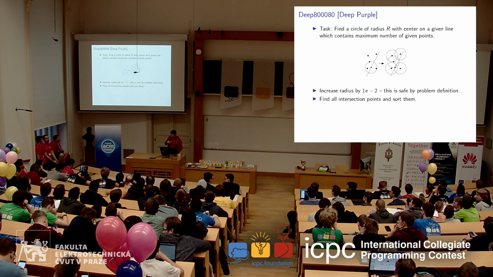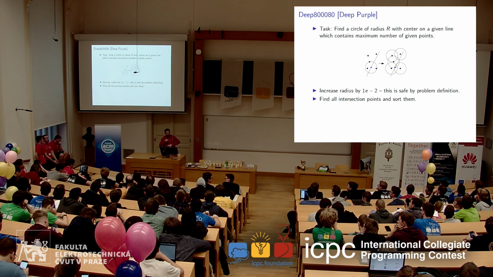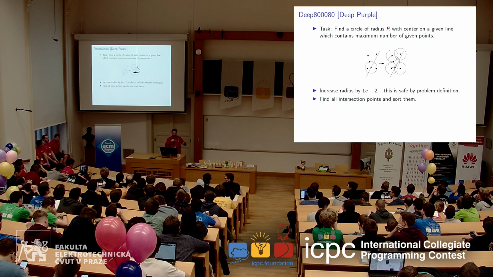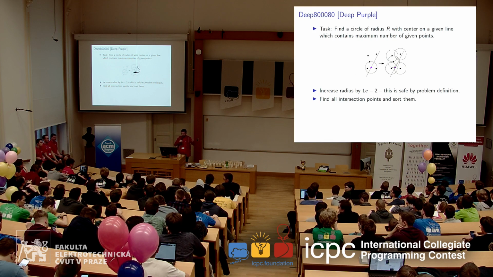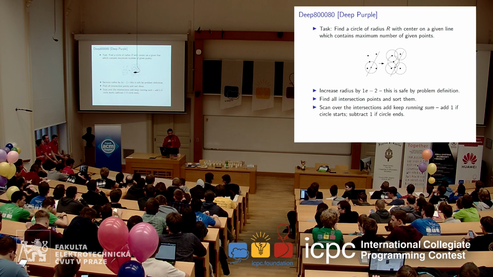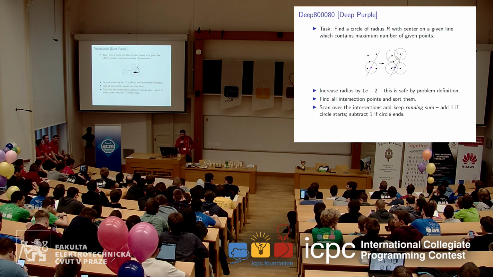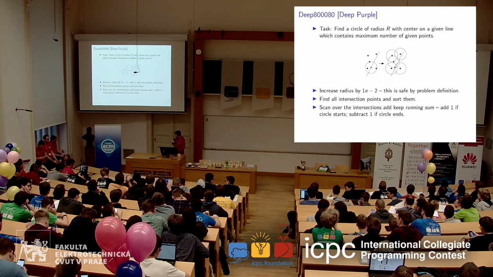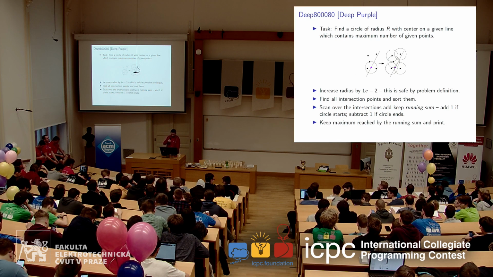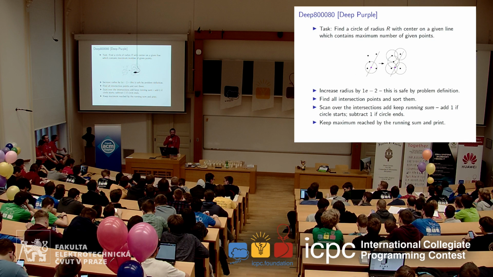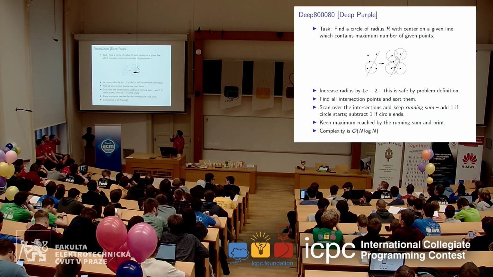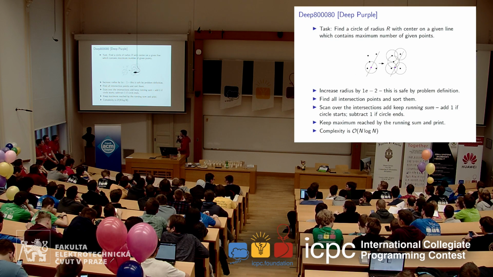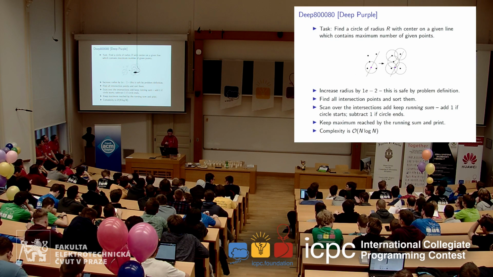Now, these intersections should be sorted and labeled by whether they start a circle or end the circle. We then iterate over these, add 1 when the circle starts, subtract 1 if the circle ends, and we just keep the maximum over the value. And that's the answer. So the complexity is given by sorting. That's it.